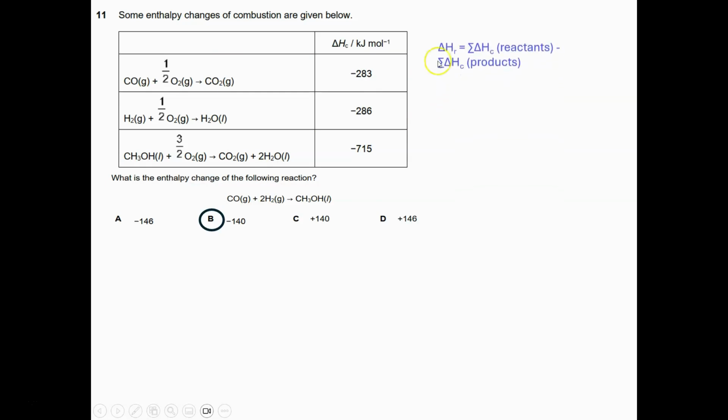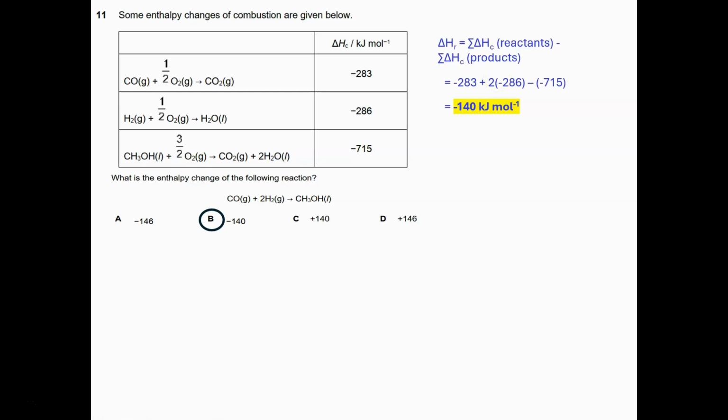So what is the shortcut? The shortcut is that the enthalpy change of reaction is the sum of the enthalpy change of combustion of reactants minus the sum of the enthalpy change of combustion of products. So our reactants, the sum of enthalpy change of combustion is negative 283 for CO plus 2 times negative 286 for hydrogen. My enthalpy change of combustion of products is negative 715. So I'll just put this into the calculator. Answer is negative 140 kilojoules per mole.